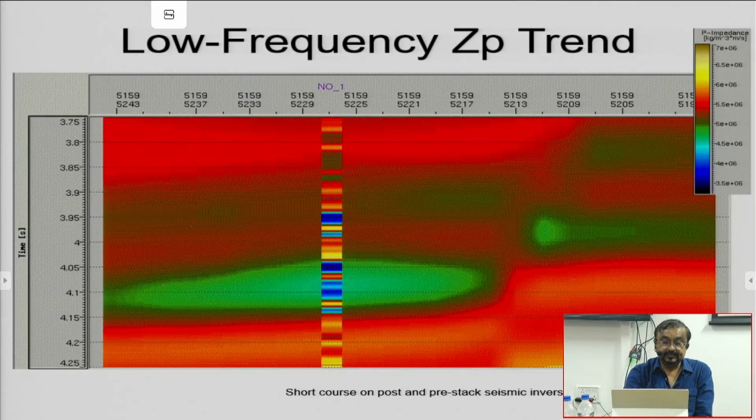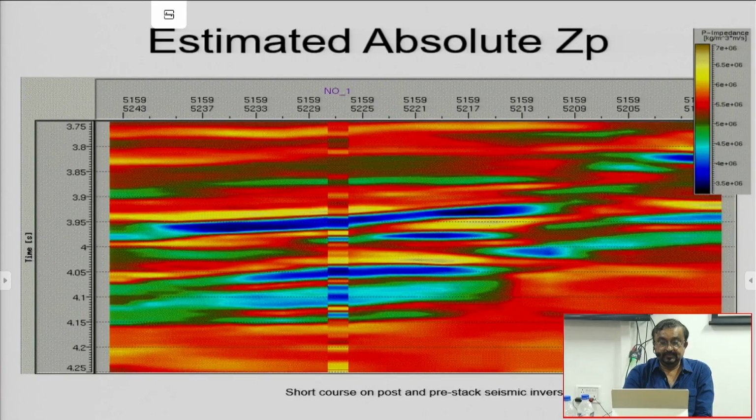So you can see this is my detailed well log acoustic impedance, and this is kind of a smooth version of it, guided by the horizon. Then using this, I run an inversion, and this is my acoustic impedance from the inversion result. What you notice here is that it actually matches the well impedance quite well.